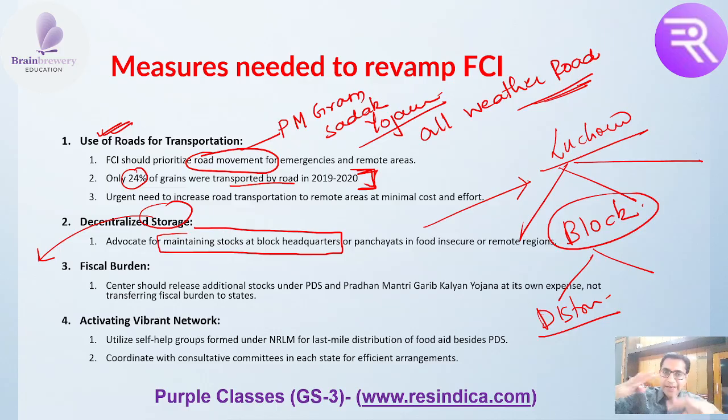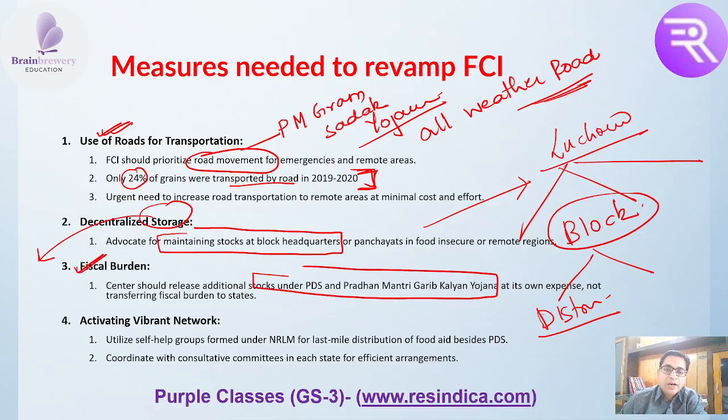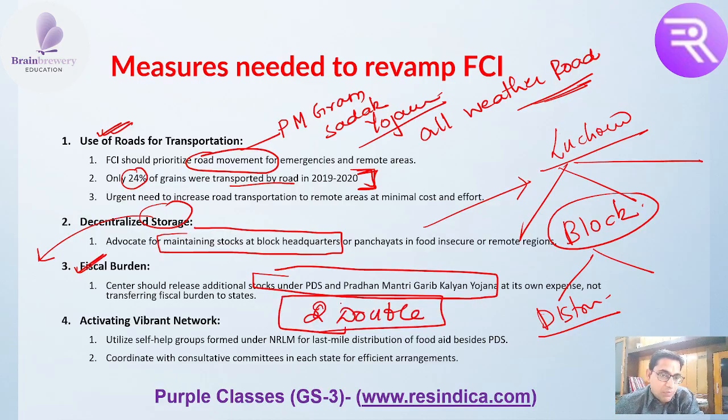Okay, if we are maintaining decentralized stock, we will be able to maintain it properly, and there will be no burden on the whole system. Then fiscal burden: obviously there is a lot of fiscal burden, because the government has to release additional stock under the Pradhan Mantri Garib Kalyan, because the government is giving double the amount of ration. So again it costs double the amount that the government puts under the subsidy burden.